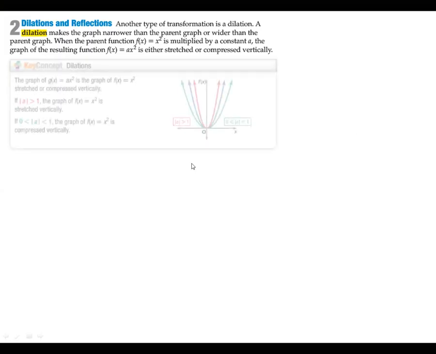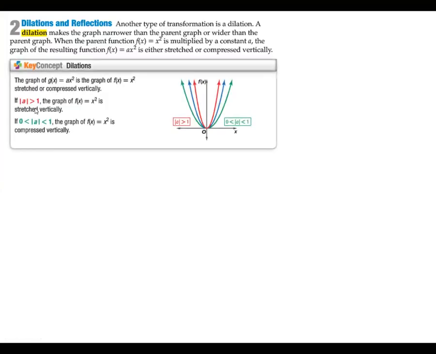It's a little bit tricky, but here's how it works. If a is bigger than 1, then it's stretched, okay? So I like to think about it like this. If it's 2x squared, it's going to be twice what x squared was, so it's going to stretch it up. If you're 2 times as tall as somebody else, you're stretched out a lot taller than they are, so the graph's going to be taller, okay?